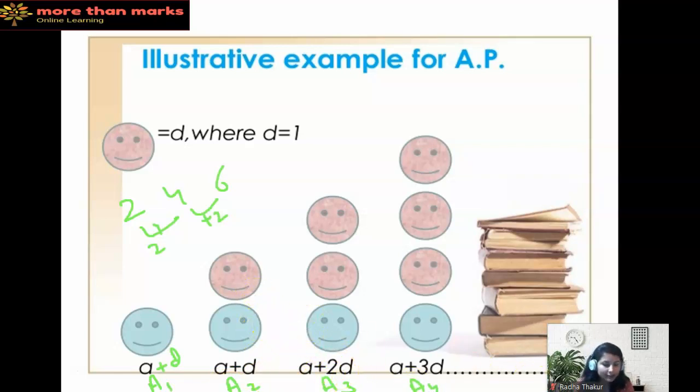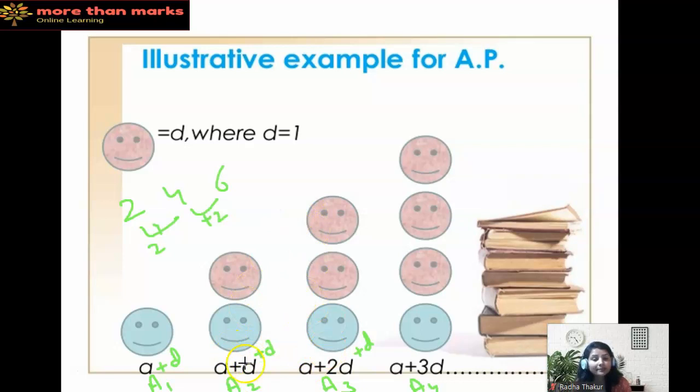Now for getting A3, the third term, what are we doing? Again we add D to the preceding term, the A2 term. So it becomes A plus D plus D, that is A plus 2D. Fine. Now for finding the A4 term, we add D to the preceding term according to the definition. So it becomes A plus 2D plus D, that is A plus 3D. Can you observe something in this pattern? Yes. For finding A4, I am adding 4 minus 1, that is 3D. For finding the A3 term, I am adding 3 minus 1, that is 2D. For finding the A2 term, the second term, I am adding 2 minus 1, it means 1D.